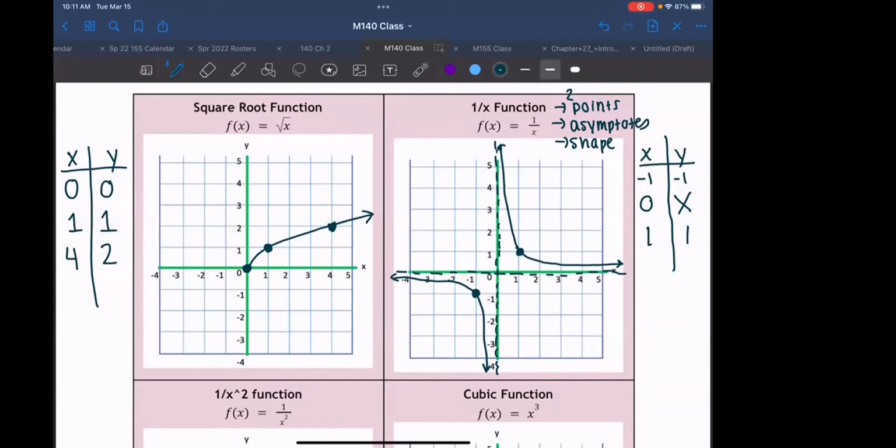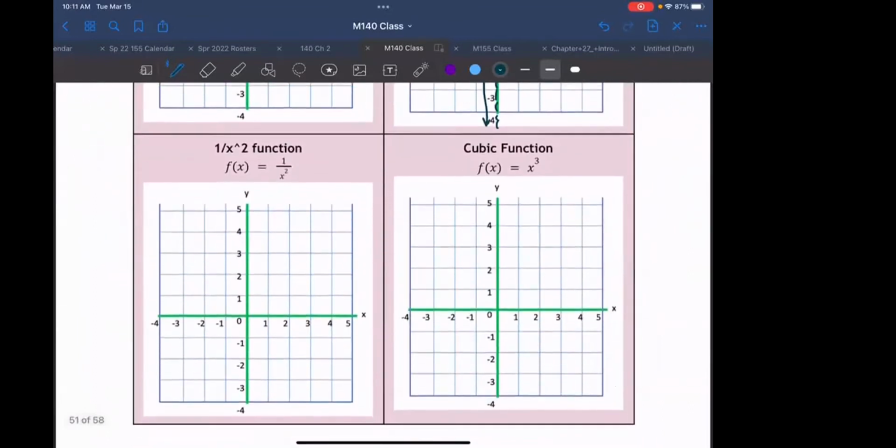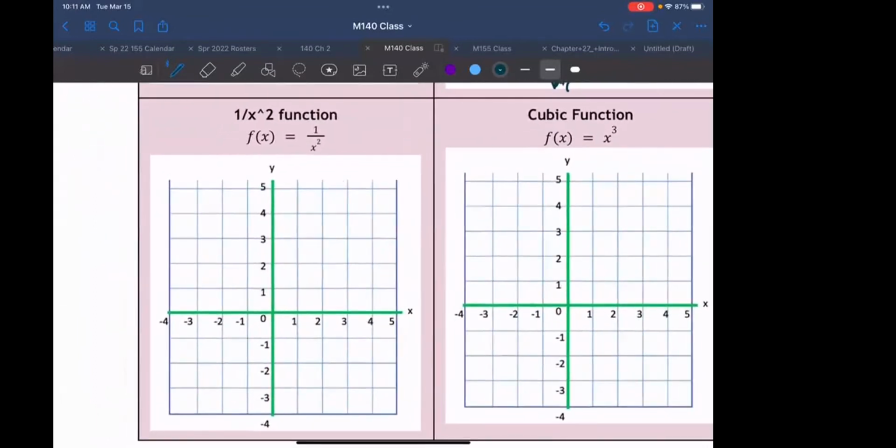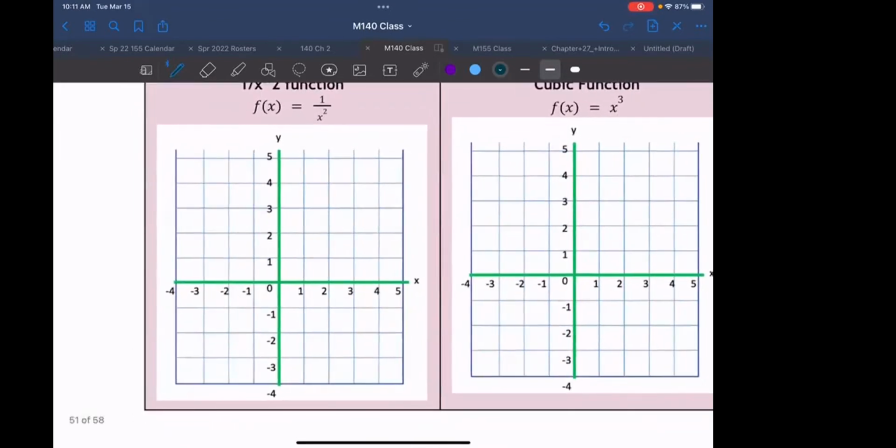All right, now very similar to the 1 over x function, we have the 1/x² function, okay? So this is different because on the bottom, x is squared and it's not just x to the first power, okay? Let's make a little x and y chart here. Okay, so over here we have our -1, 0, and 1, okay?